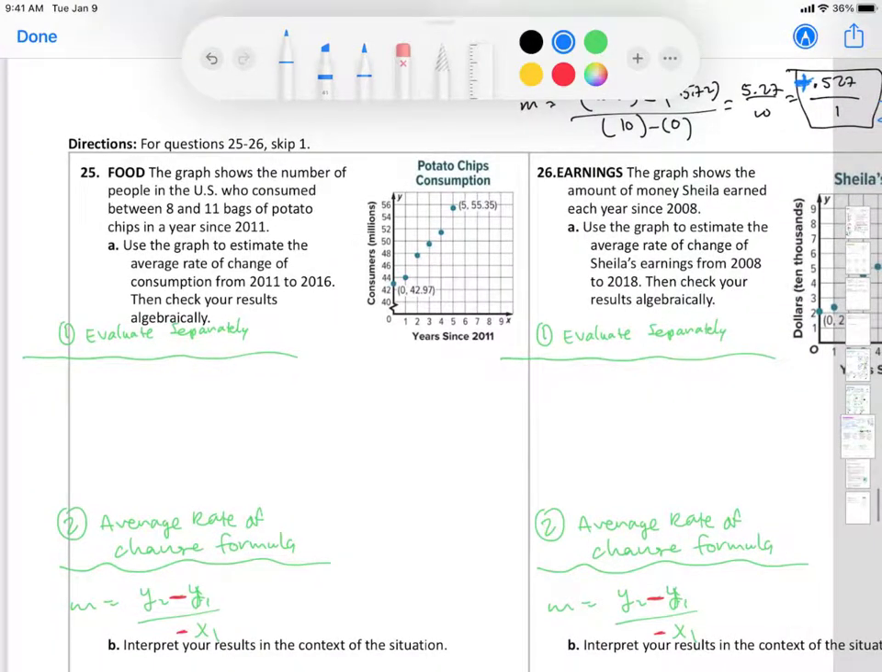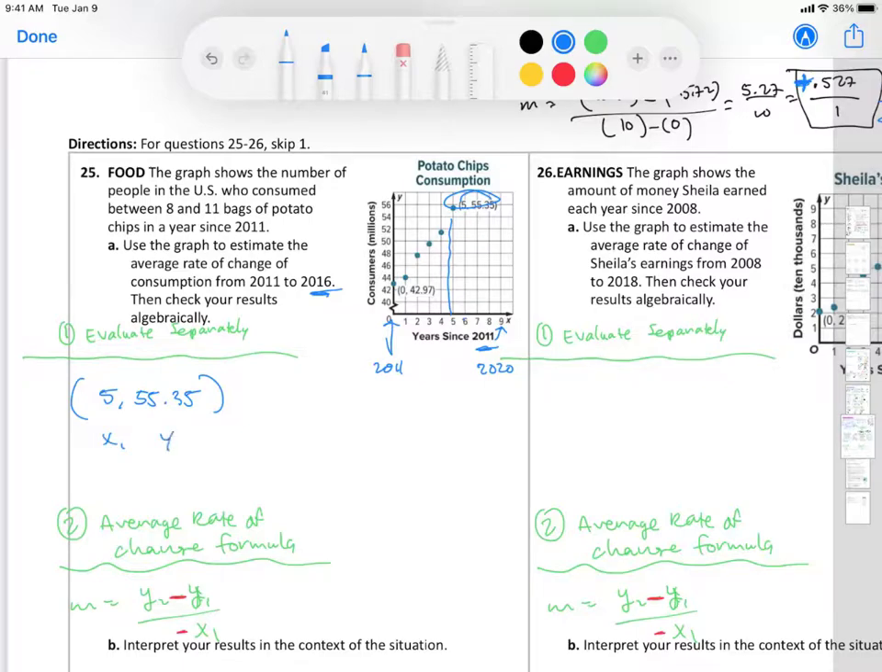Okay, question number 25. Food. The graph shows the number of people in the U.S. who consume between 8 and 11 bags of potato chips in the year 2011. Use the graph to estimate the average rate of change of consumption from 2011 to 2016. Then check your results. Remember, there is 2011, and add 9 there, you get 2020. Now we're just going to 2016. So that would be 2011 plus 5, so 5 comma 55.35 is my first ordered pair.